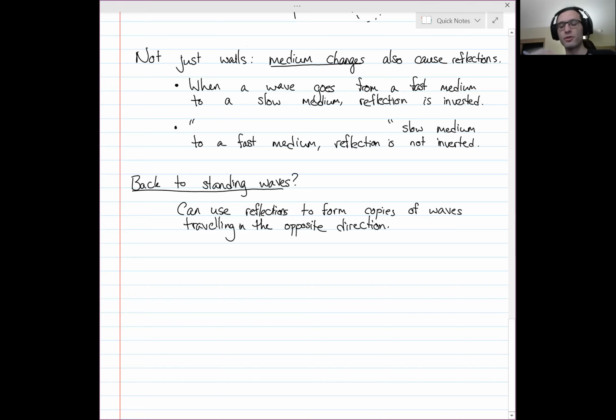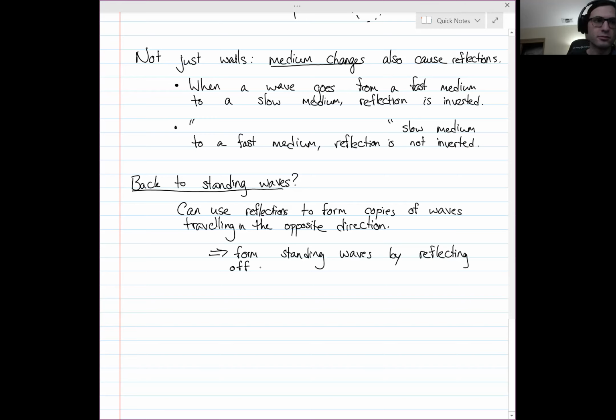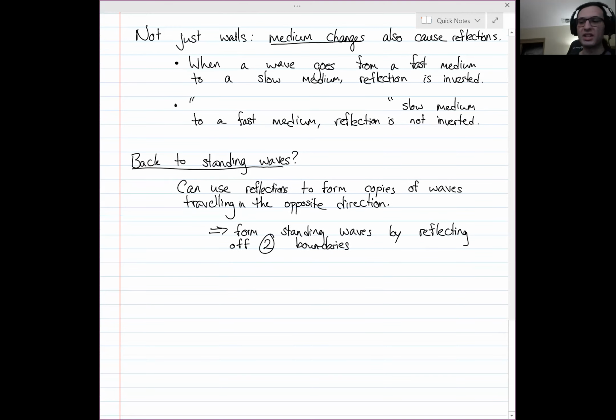So the fact that reflections form copies of waves traveling in the opposite direction, that's what we needed in order to get a standing wave. You needed one wave going one way and another wave that was otherwise identical traveling in the other direction. So what we do is that we form standing waves by reflecting off of two boundaries. So you put a wall on either side, and either end can be fixed or not fixed.